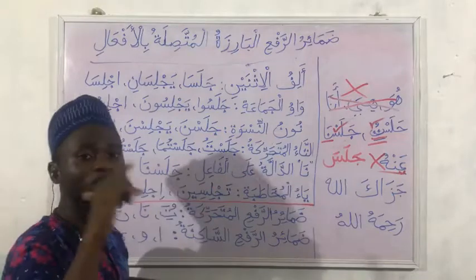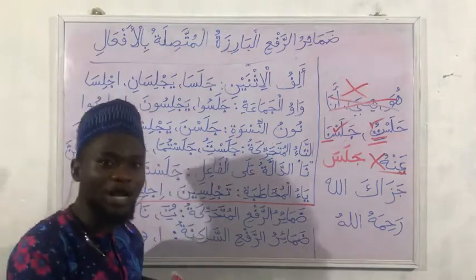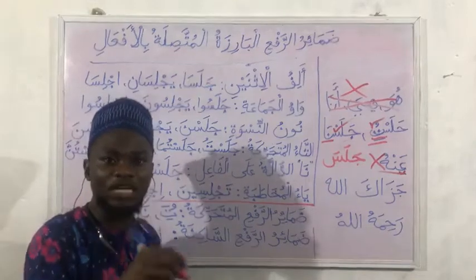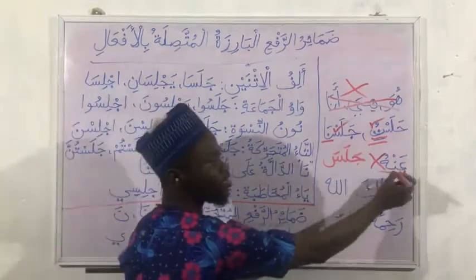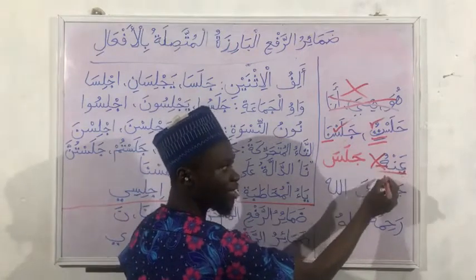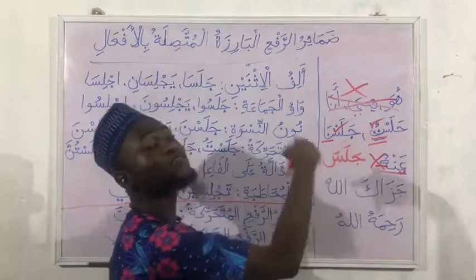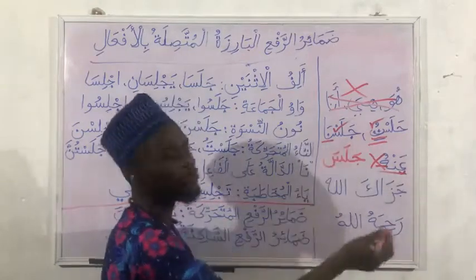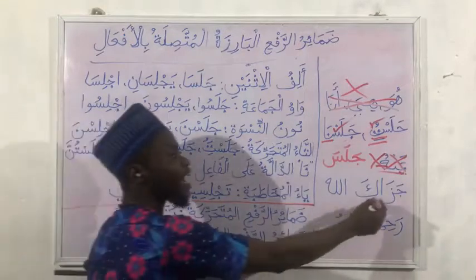Don't forget, ضمائر الرفع البارزة المتصلة بالأفعال. Pronouns that are in Raf'u state and they are connected to verbs. So an is not a verb. The hu is the pronoun here. Fine, it is a pronoun here. Number one, it is not even in Raf'u state and it is not connected to a verb. So it's totally out of what we are doing.